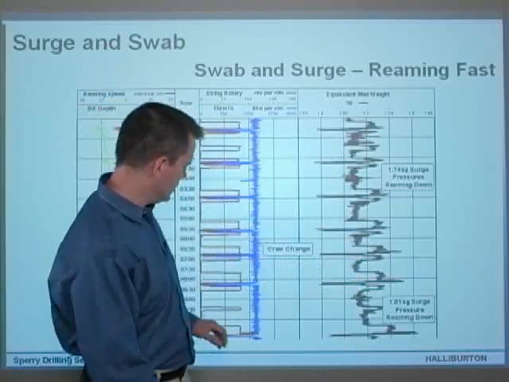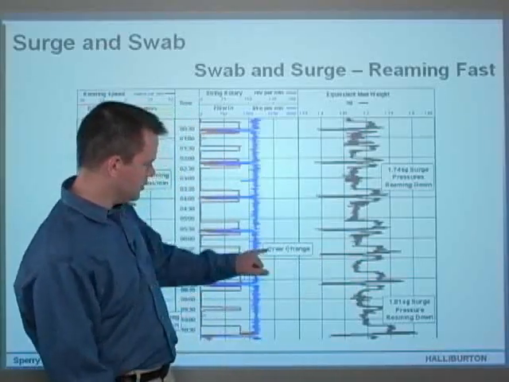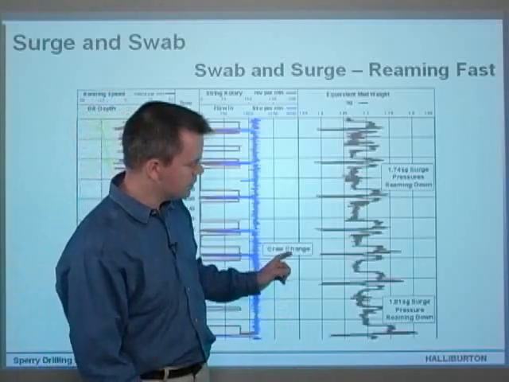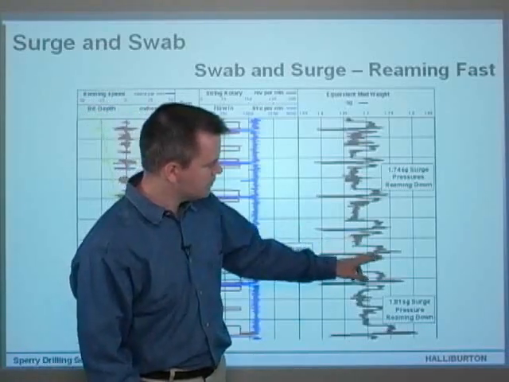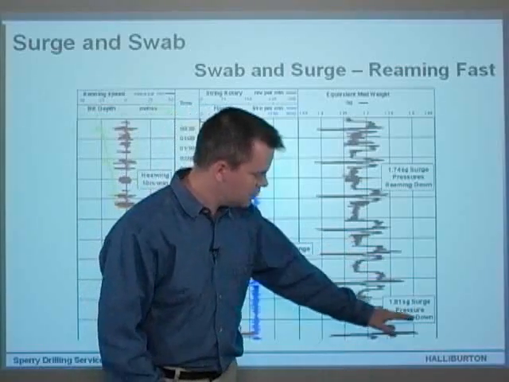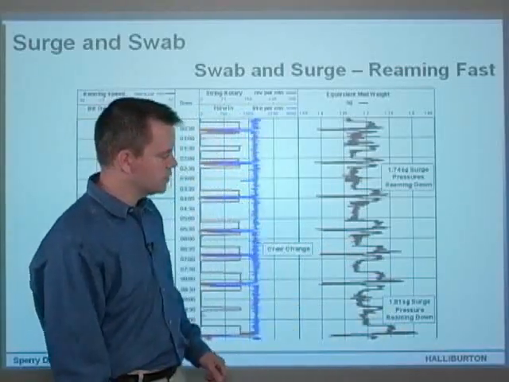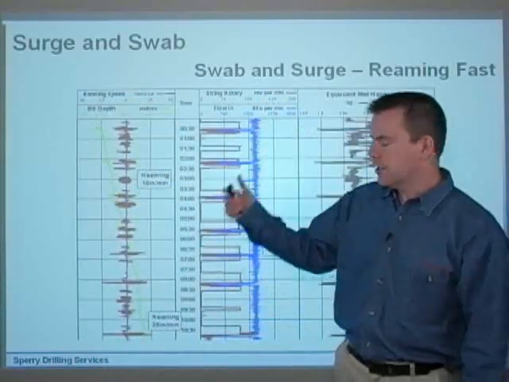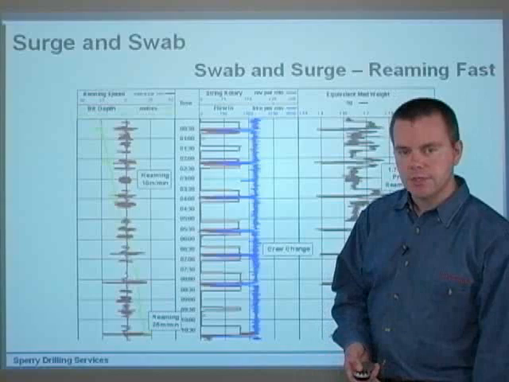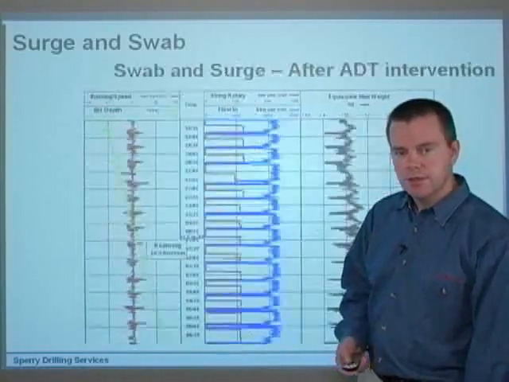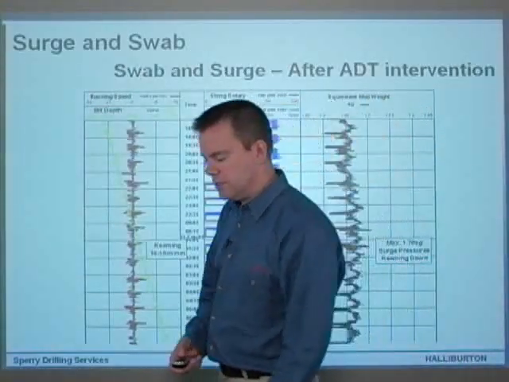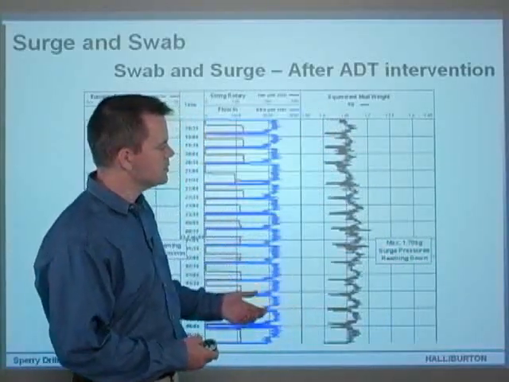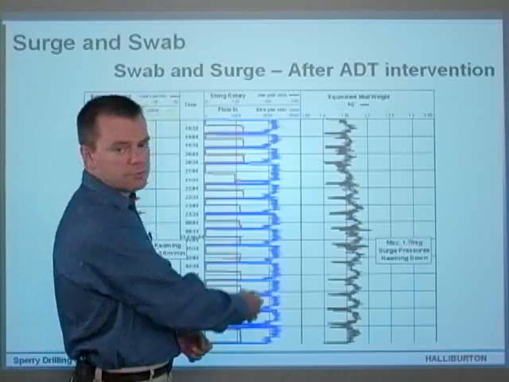But then there's the increase in run speed at the crew change, when a different driller comes on tower. At the crew change, run speeds increase significantly, and you can see that the surge pressure has also increased significantly, because he's running in faster, trying to catch up on the guy on the previous shift. And that's bad practice. So the ADT engineer says, look, you're going to fracture the formation if you carry on like this.